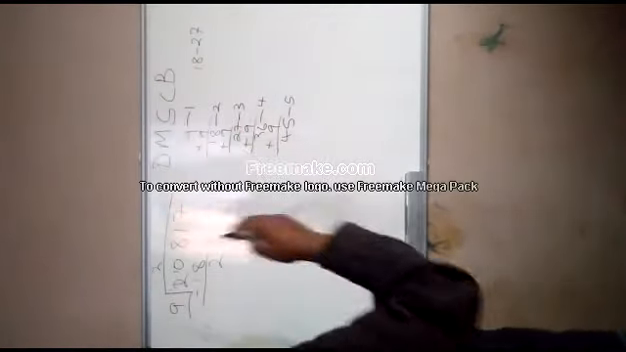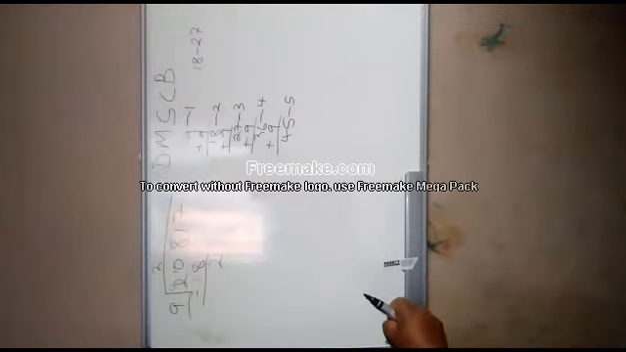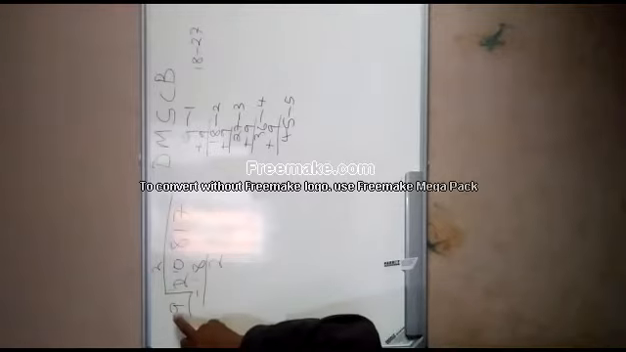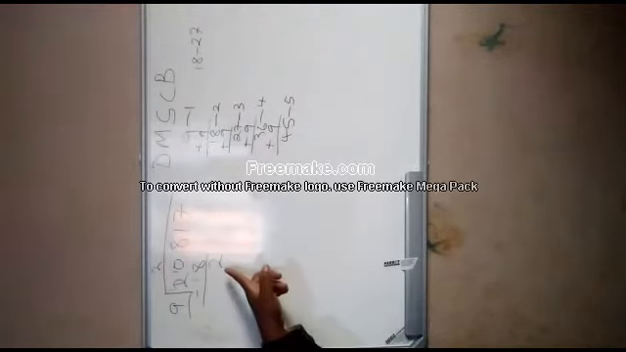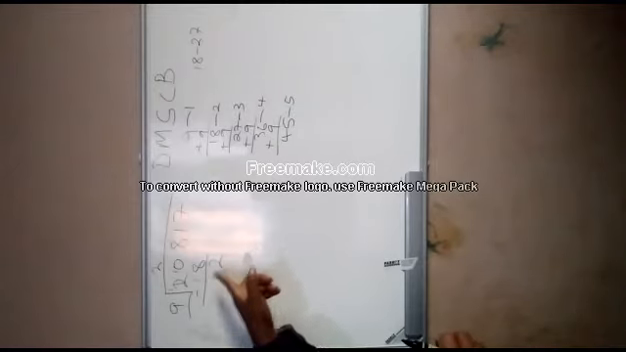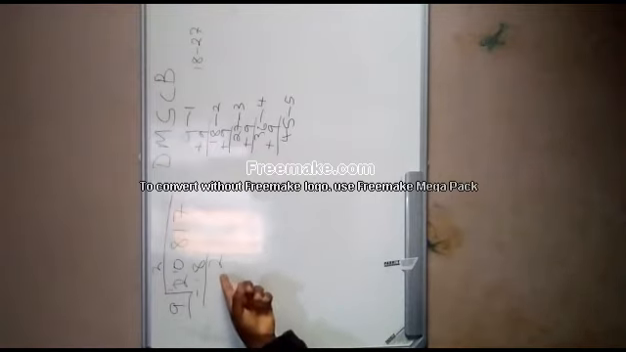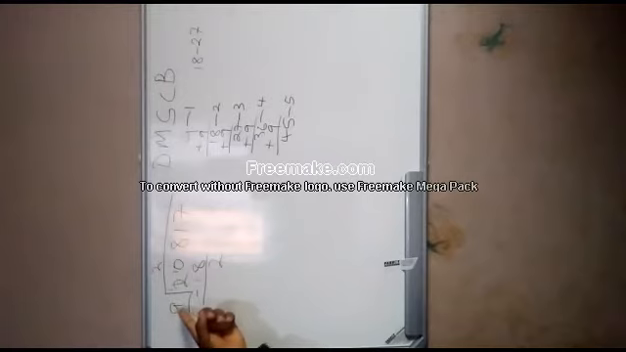Now the next step is to compare. What do you compare? You compare the answer you got here with the divisor. The answer you get when you subtract must always be smaller than the divisor. So 2 is smaller than 9. It means we are still on the right track. If you get a number that is bigger than the divisor, then you must know straight away that you've made a mistake somewhere.